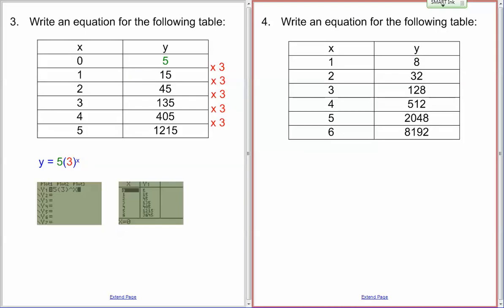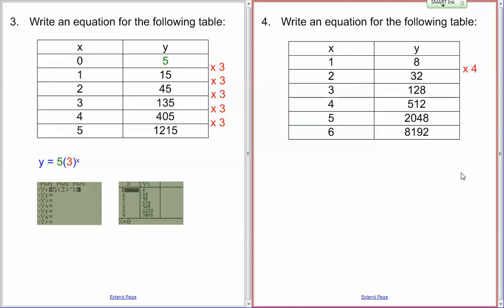Next. This one's a little bit more difficult because we're not given a starting value. Some people identified it and thought that the starting value was 8, but the initial value is when x equals 0, what's y? So let's concentrate first on the growth factor here.